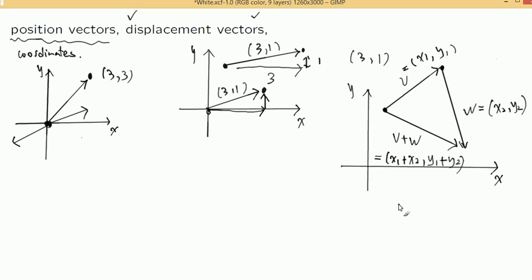How about position vectors? If I have two position vectors, the meaning of adding two position vectors is kind of weird. If I have one position vector here, let's say that's v, and I have another position vector there, w, adding these two position vectors is not as natural as in the displacement vector. So why don't I change this to a force vector, and then it's really natural.